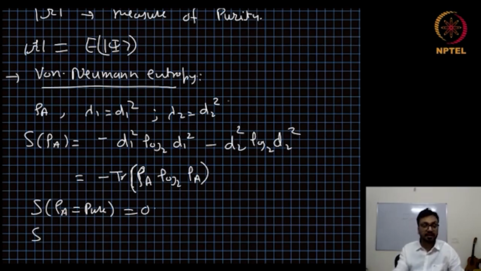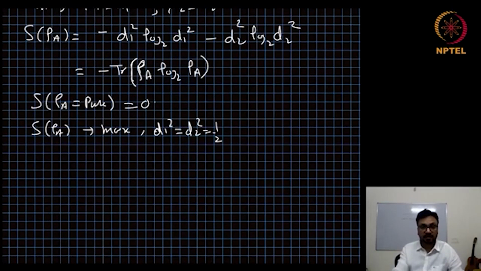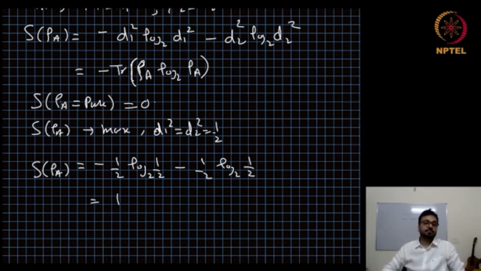S of rho A is maximum when you have d1 square equals d2 square equals half. In that case, our von Neumann entropy S of rho A will be minus half times log base 2 of half, minus half times log base 2 of half, and that will become 1. So the maximum von Neumann entropy for a 2-qubit system is 1 and the minimum von Neumann entropy is 0.